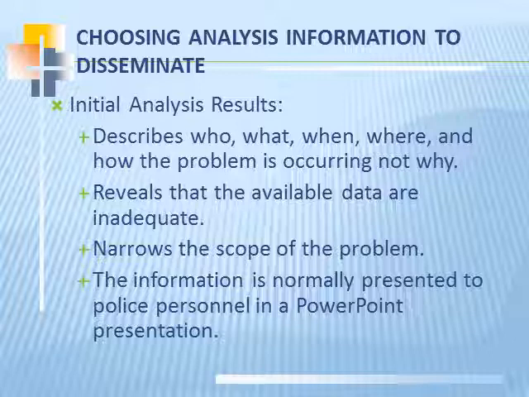Crime analysts must apply critical thinking and judgment in determining which of their findings are important and interesting enough for dissemination. There are two stages of reporting for the scanning and analysis steps of the problem-solving process. The first is reporting the initial descriptive analysis from the scanning process. The second is reporting the analysis findings, conclusions, and recommendations for responses. The initial analysis merely describes who, what, when, where, and how the problem is occurring, but does not seek to understand why the problem is occurring.